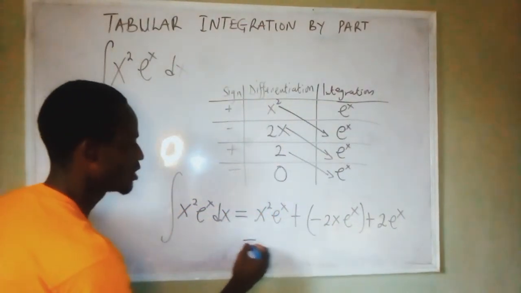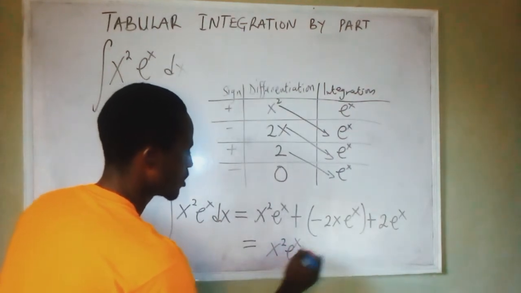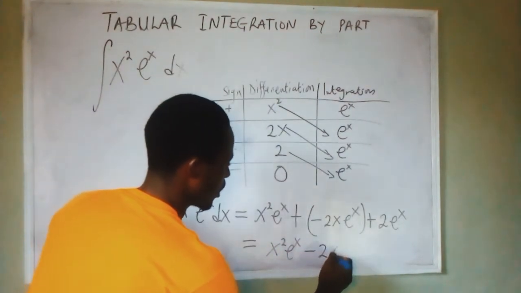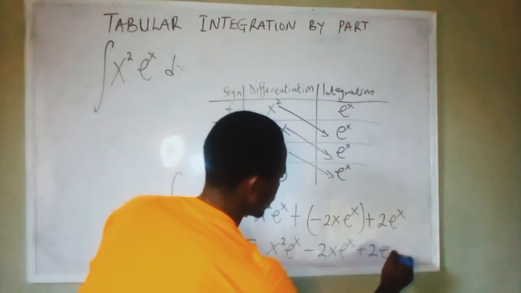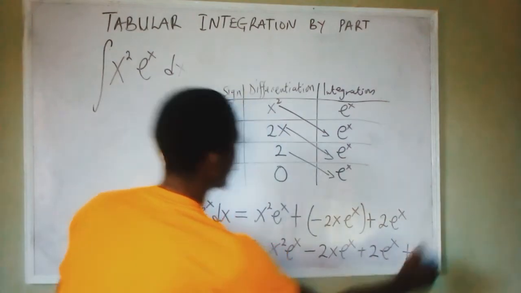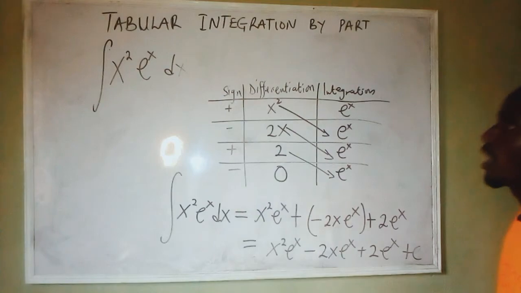So my answer is going to be x squared e raised to power x minus 2x e raised to power x plus 2 e raised to power x plus c. So that is the integral here. That is the tabular form. And if you try the uv minus integral of v du, you will definitely get the same answer.